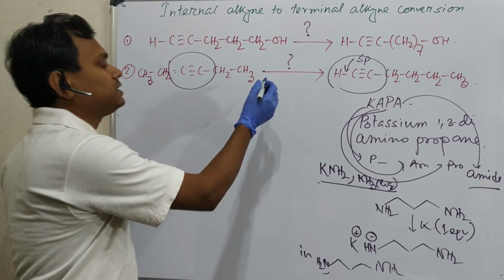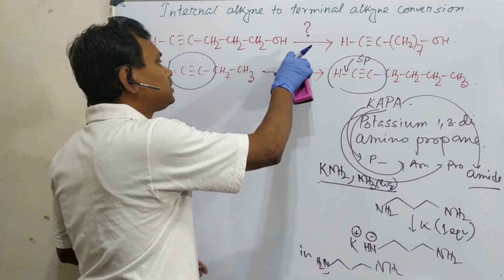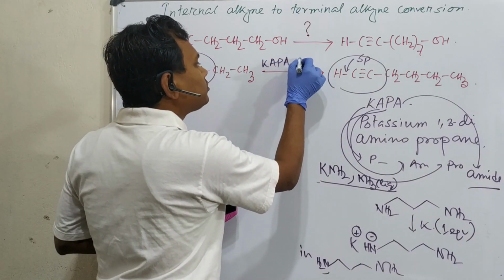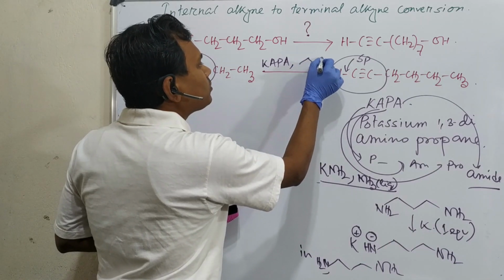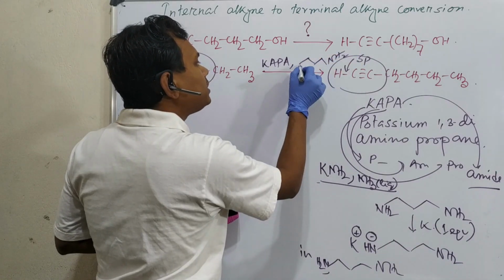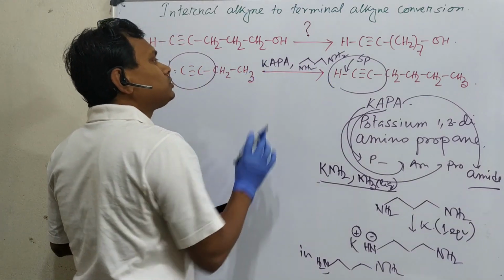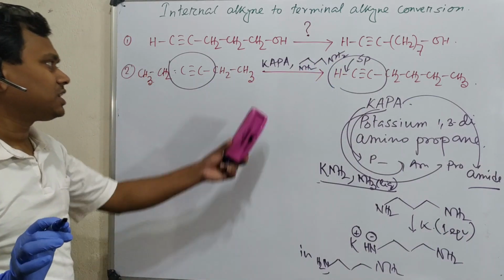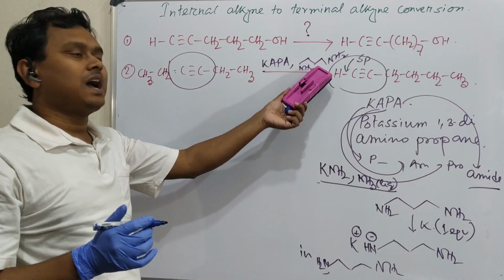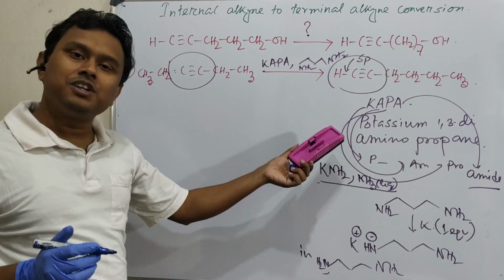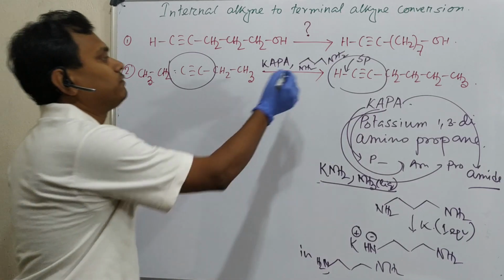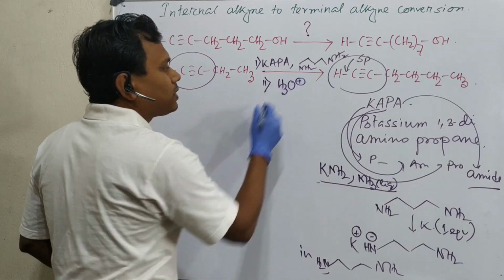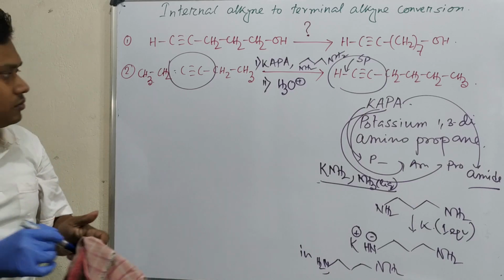So we have discussed the reagent. So in the reagent part you should write KAPA, that is KNH(CH2)3NH2. Okay, so this is the reaction, this is the reagent. Reaction conditions vary from substrate to substrate, but keep it in mind, these are very highly reactive reagents. That's why generally mild conditions are enough to carry out the reaction. Okay, fine. This is the first step, and the second step is hydrolysis, meaning H3O plus. Then the ultimate product we can obtain.